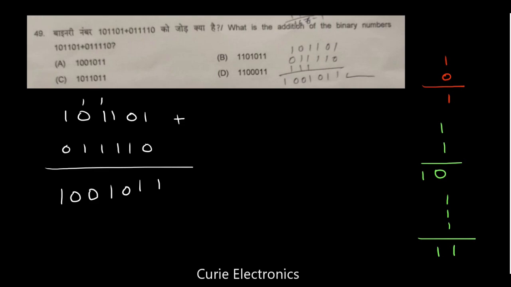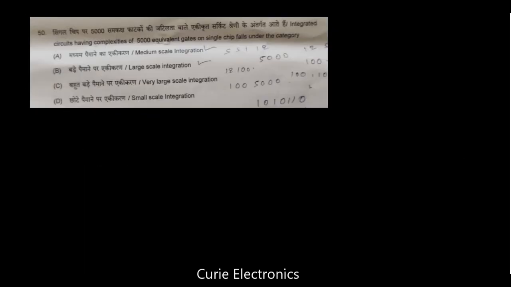So which is the option? 1, 0, 0, 1, 0, 1, 1. Option A is the right answer. Question number 50.